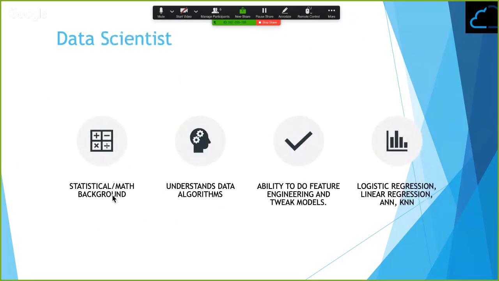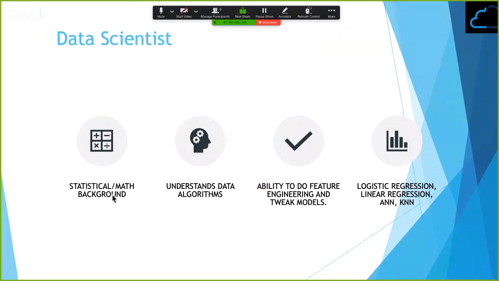Historically, a data scientist has always been someone who did a PhD or something in statistics, but now with the ease of software, a lot of things are easy. So the bottom line is anybody with a statistical or math background. If you do not have this background, you cannot be a data scientist. Second is understanding of data algorithms. You understand how algorithms work. You don't necessarily create algorithms, but you have to understand what is going on. Third is the ability to do feature engineering. Feature engineering is the bread and butter of data scientists. The next speaker will talk about how important feature engineering is.